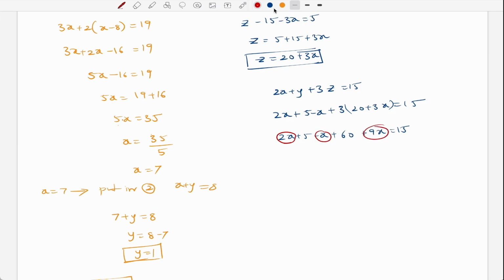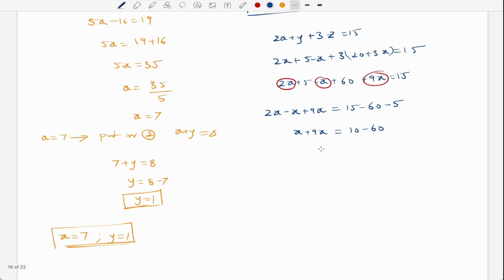So we just bring it all into our first area, and we transform all of these to the left-hand side. After that, 2x minus x is equal to x, plus 9x here, and 15 minus 5 is equal to 10 minus 60. I hope you're getting it: the x plus 10 is going to 10x, and it will become minus 50. So x will become minus 50 by 10, and the x value becomes minus 5.